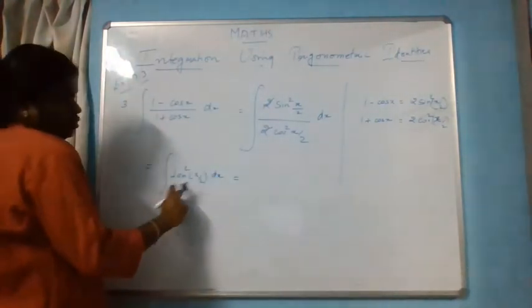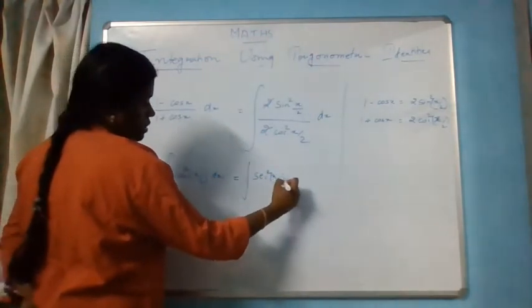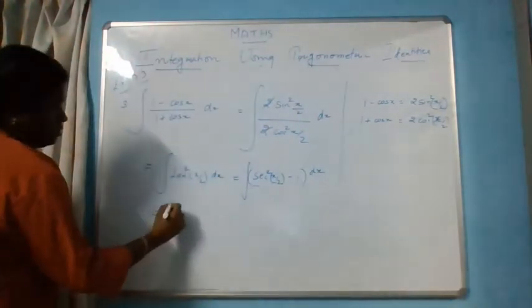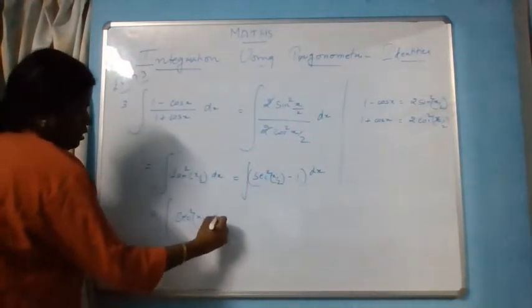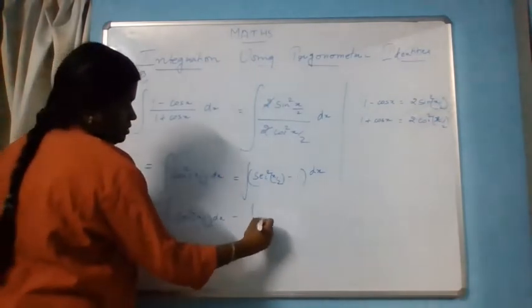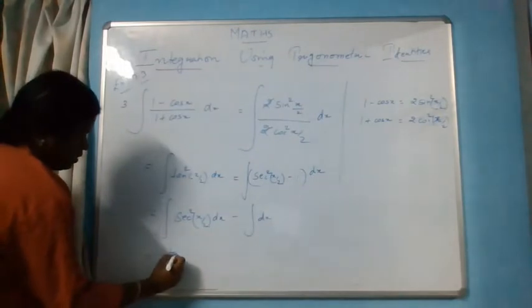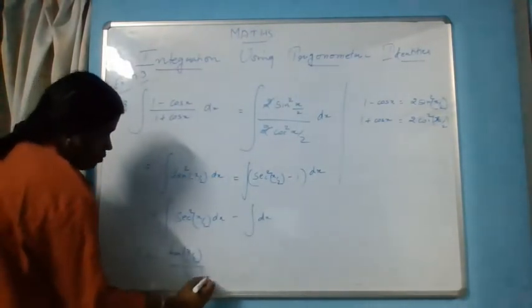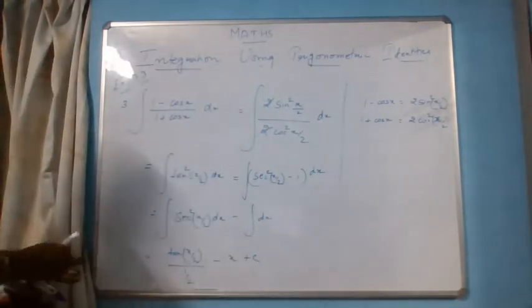You have to express this tan squared x as what? Secant squared x by 2 minus 1 into dx. So this becomes integral secant squared x by 2 dx minus dx. So the integral of secant squared x by 2 is tan x by 2 divided by 1 by 2, minus x plus c. So what will be your final answer from this?